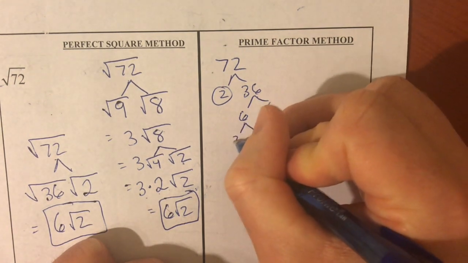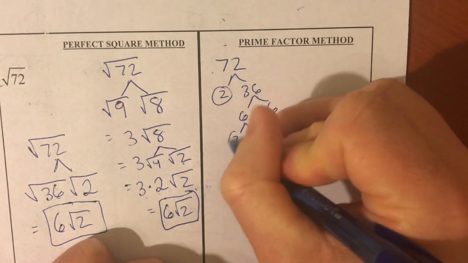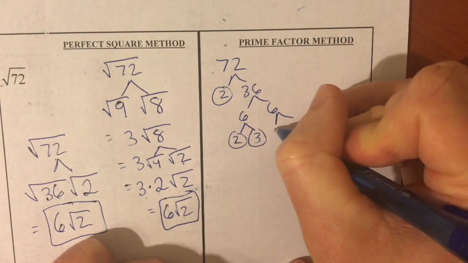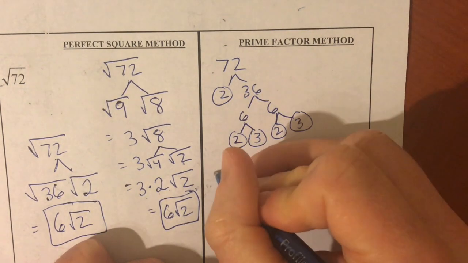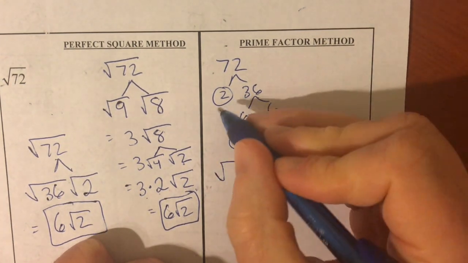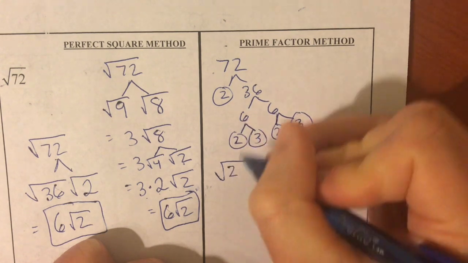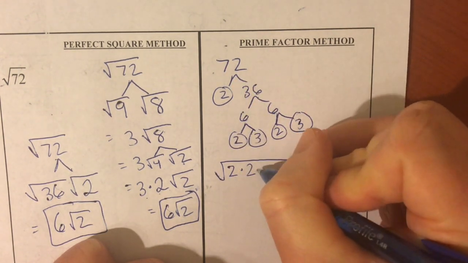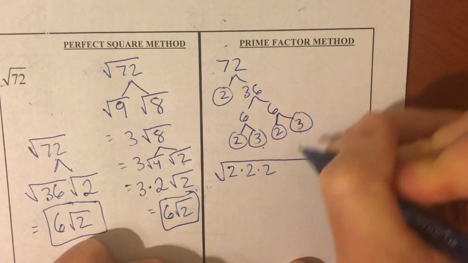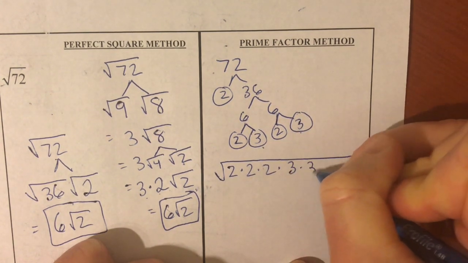But if you don't, and you just go all the way with it, 6 breaks down to 2, 3. This 6 breaks down to 2, 3. And now those are all the prime factors. Here's what root 72 is. It's the square root of 2, and how many 2's do I have? Let's just be careful we don't leave any out. 1, 2, 3. So 2 times 2 times 2. 3 times 3. So 2 3's.